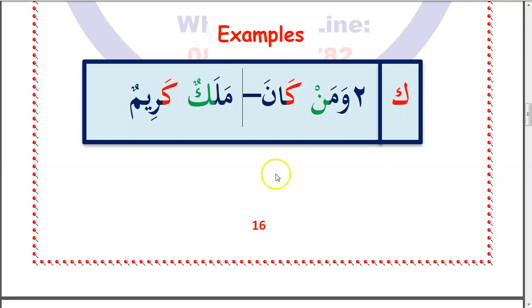Here is kafun appearing after nun sakina. So how do you read it? You read it as وَمَنْ كَانَ. You are stopping on the nun. Apply only gunna. Here is kafun appearing after tanween. Malakun kareem. So the rule of this kafun is ikhfaa. Why? Because of the appearance of kafun after it, and the kafun is one of the letters of ikhfaa. MashaAllah.